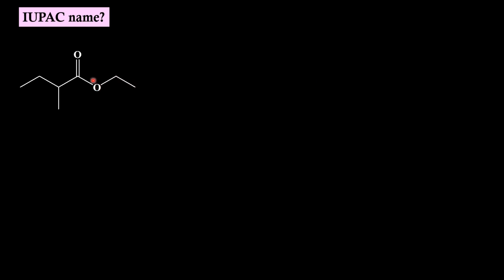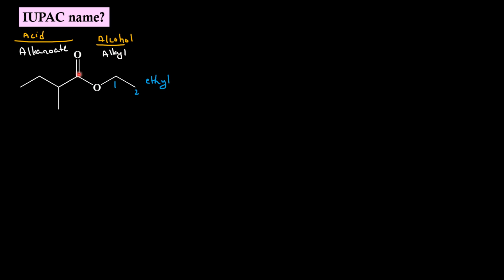This is the alcohol part. Carbonyl group, wherever it is present, that is the acid part. If we mark it, alcohol part, this is the acid part. The name of the alcohol part is alkyl and the name of the acid part is alkanoate. Now if we start numbering the alcohol side, lowest possible number to the carbon attached to oxygen, here it is 1. So the alkyl group is ethyl.